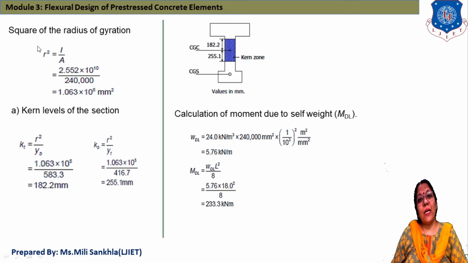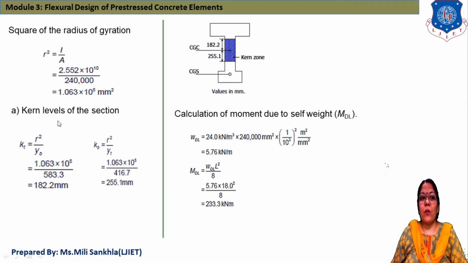The equation of radius of gyration is r equal to under root I by A. But here we find r square, because we find the values of kb and kt and they are related to r square. So r square is equal to I by A. I is the moment of inertia, 2.55 into 10 raised to 10. A is the area of this I section, that is 2,40,000. After that our r square is equal to 1.06 into 10 raised to 5 mm square.